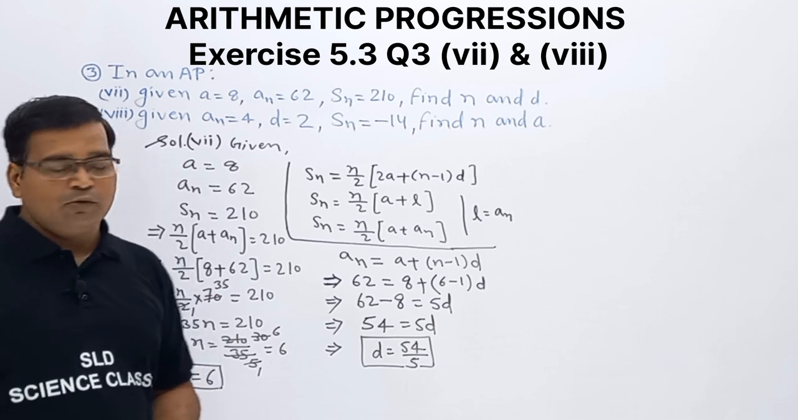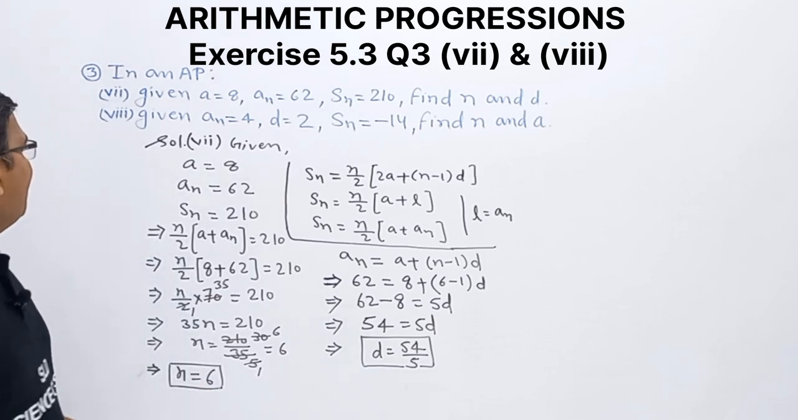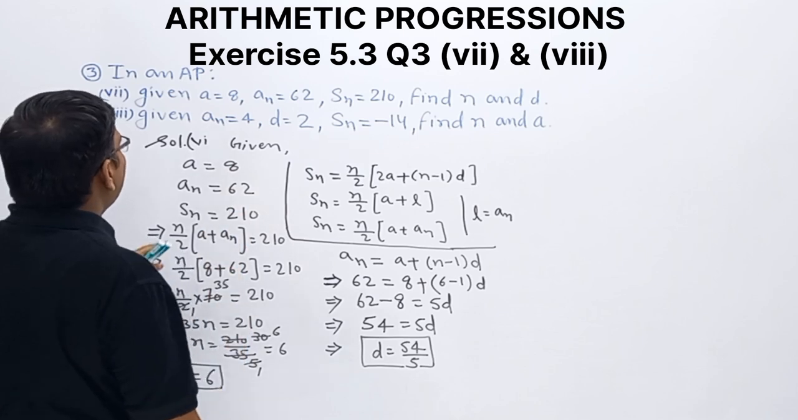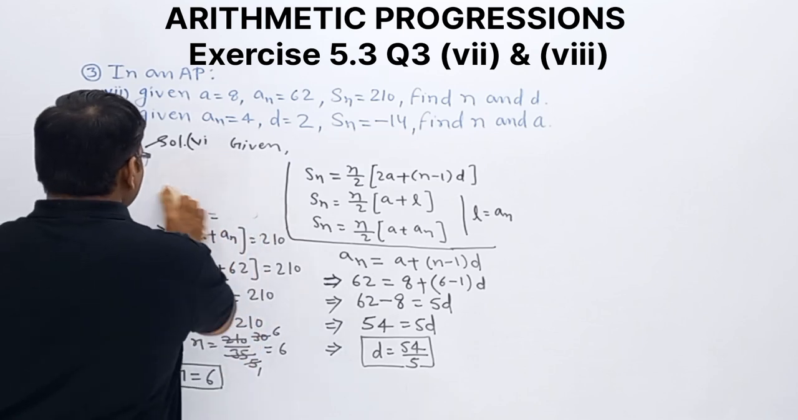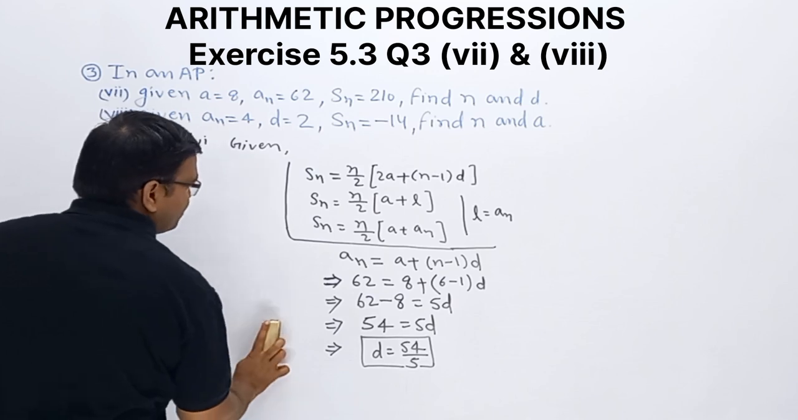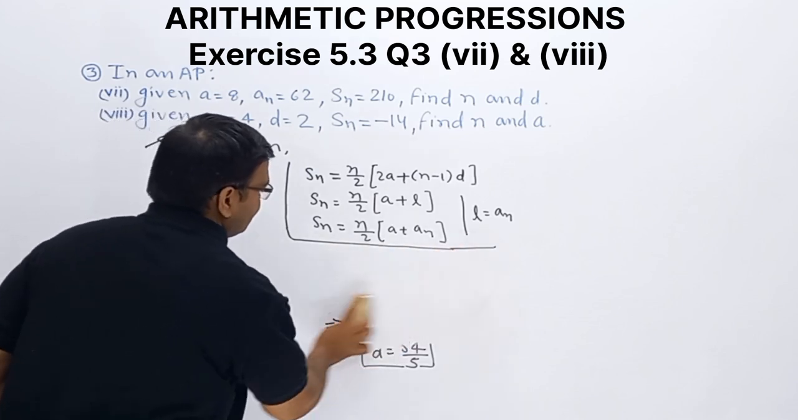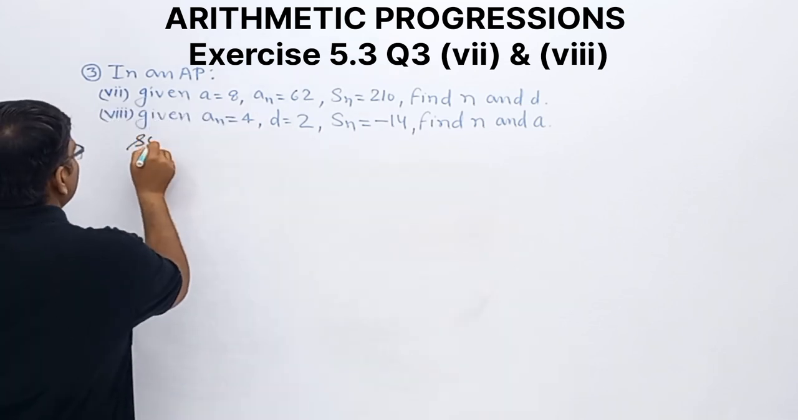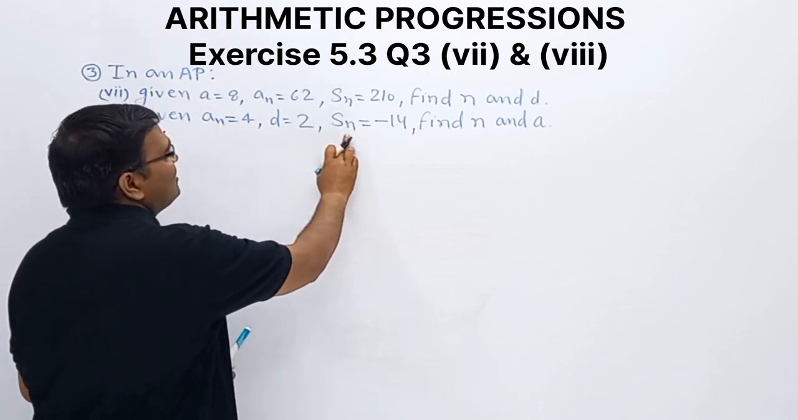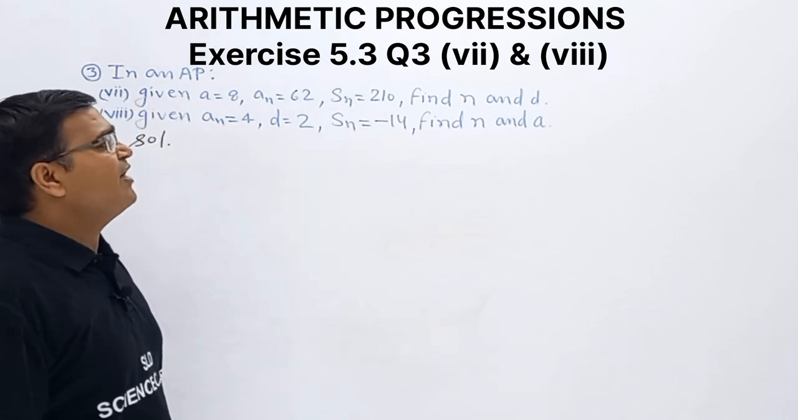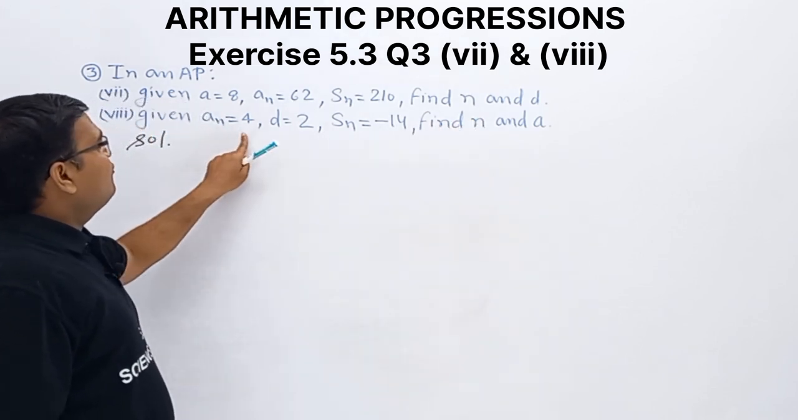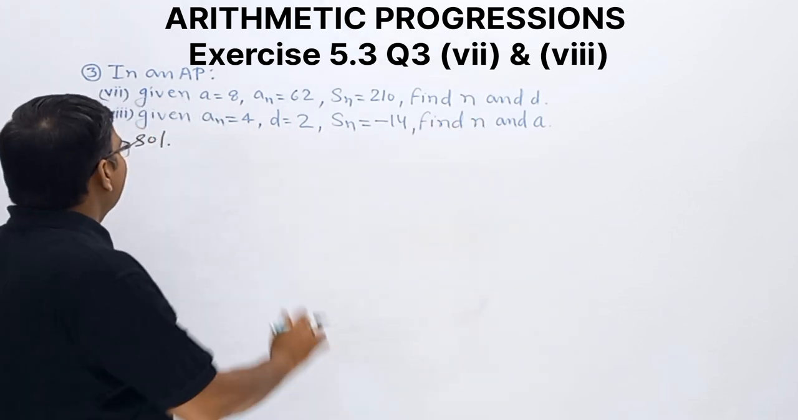Now I am taking question number 8. What things we are having? I am writing, observe carefully. What will be its solution? Given An equal to 4, D equal to 2, Sn equal to minus 14. Find n and A.